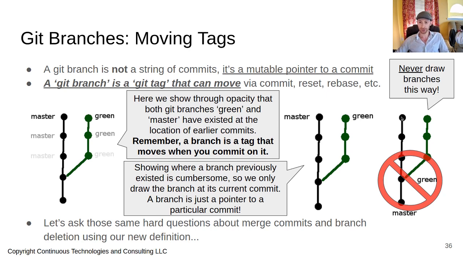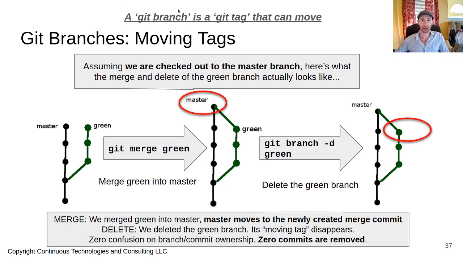So now that we have a new definition for a Git branch, let's ask those same hard questions about merge commits and branch deletion using this new definition. Okay, so I've highlighted at the top the most important thing here. A Git branch is a Git tag that can move because that is super important.